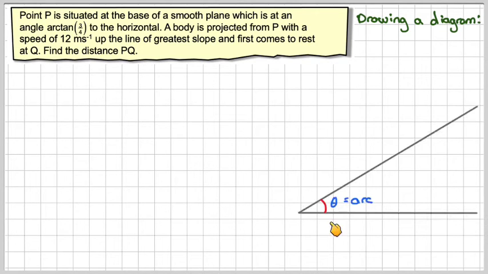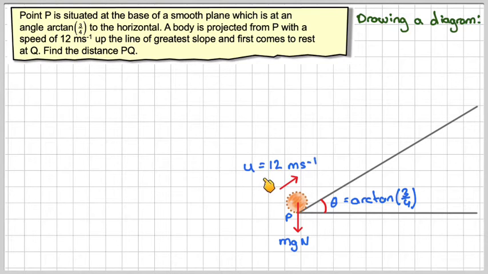So we've got a slope. The angle here is actually arctan 3/4. Arctan means tan to the -1 of 3/4. We've got our initial body here at the point P with a mass that we don't know, so it could be mg Newtons of force acting downwards. And it's going to start with an initial velocity of 12 meters per second.